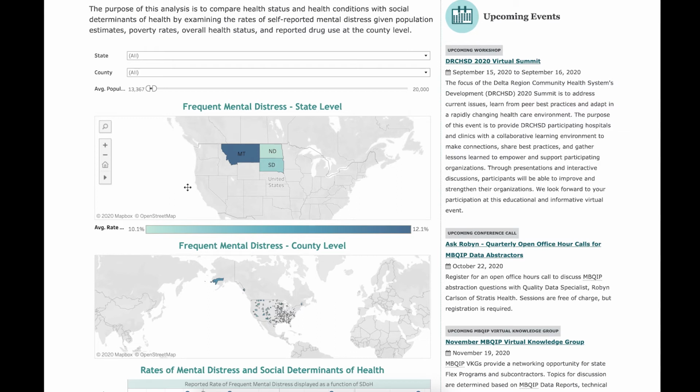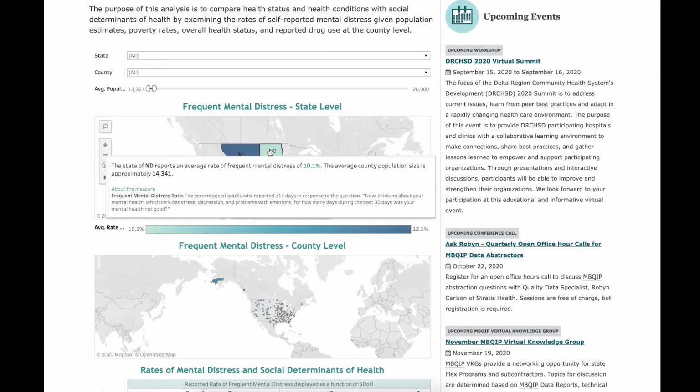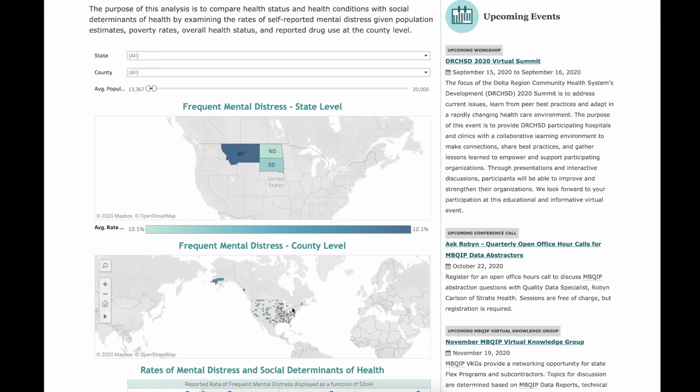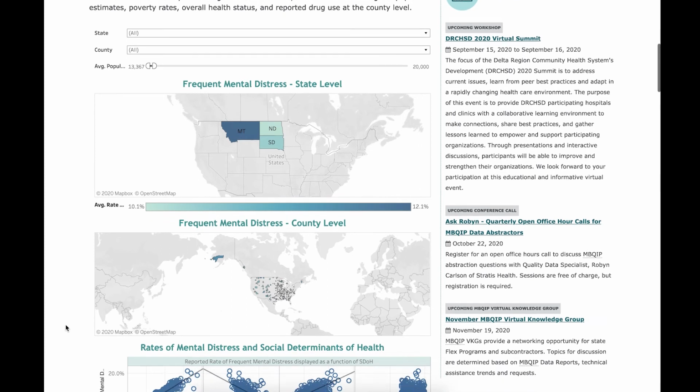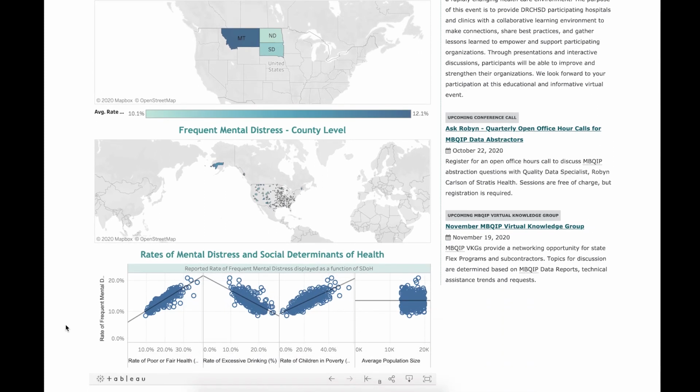Of the 3 remaining states, North Dakota appears to have the lowest rate of frequent mental distress at 10.1%. Meanwhile, when we evaluate the county map, we see that many areas remain for evaluation. All of these counties are represented in the scatter plots below.